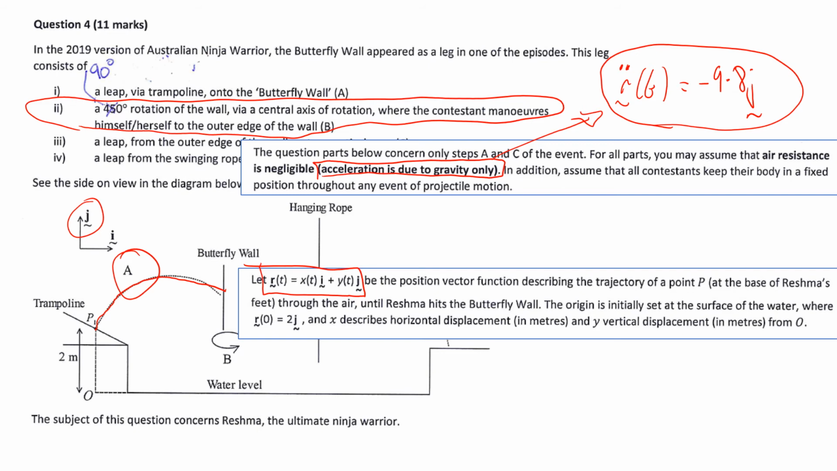Our origin is initially set at the surface of the water, where our initial position is 2j. So you can see it's all making sense here. It's 2 meters above the origin, where we're starting, so the origin is at water level. And x describes horizontal displacement, the x direction, and that's the y direction. Bit wobbly, but you get the idea.